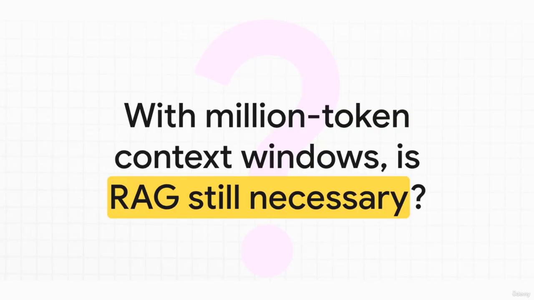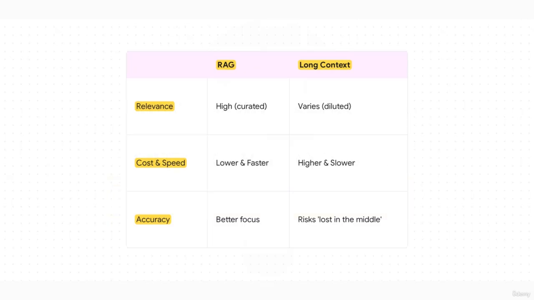But wait a second, technology is moving crazy fast. The latest models have these massive, million-token context windows. We can literally fit entire books into a single prompt now. So, the logical question is, if we can just stuff all of our documents into the prompt at once, is that whole selective RAG process even necessary anymore? The answer is a clear yes.